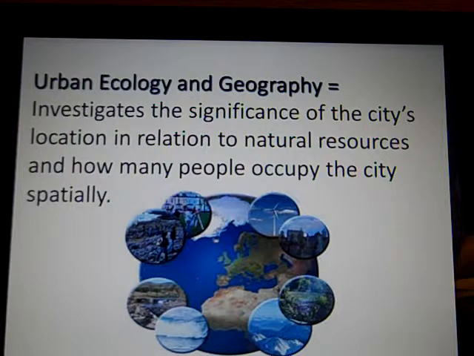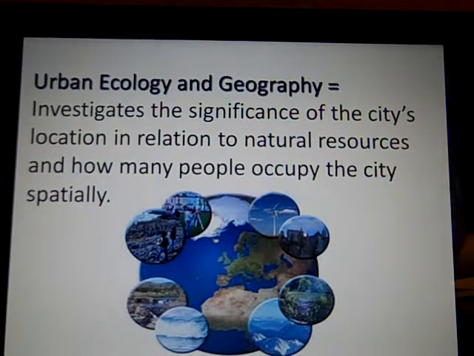Next, urban ecology and geography investigates the significance of the city's location in relation to natural resources and how many people occupy the city spatially. So again, we introduced this a little bit on Tuesday, but this, in fact, I think in your book there's a completely separate chapter for urban ecology and geography. So we'll spend some time talking about it.